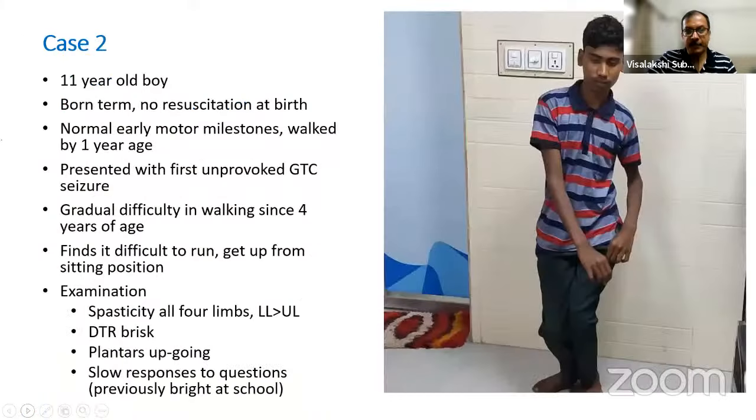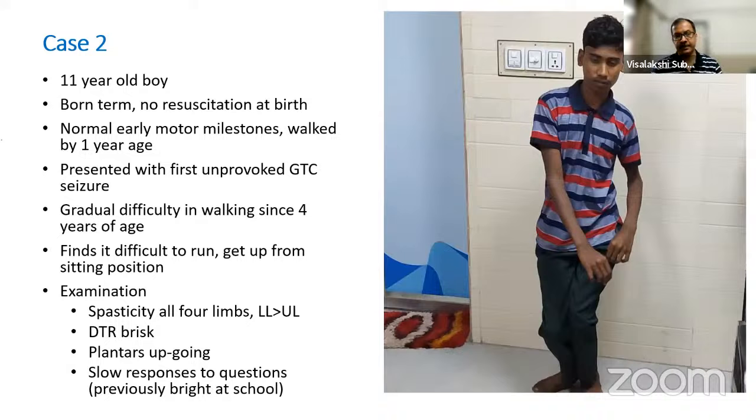So moving forward, this is an 11-year-old boy. Now, he was born at term. He required no resuscitation at birth, and he had normal early motor milestones. He walked by 1 year of age. That's quite interesting. And he actually presented to me with his first unprovoked seizure. So he had a generalized tonic-clonic seizure.